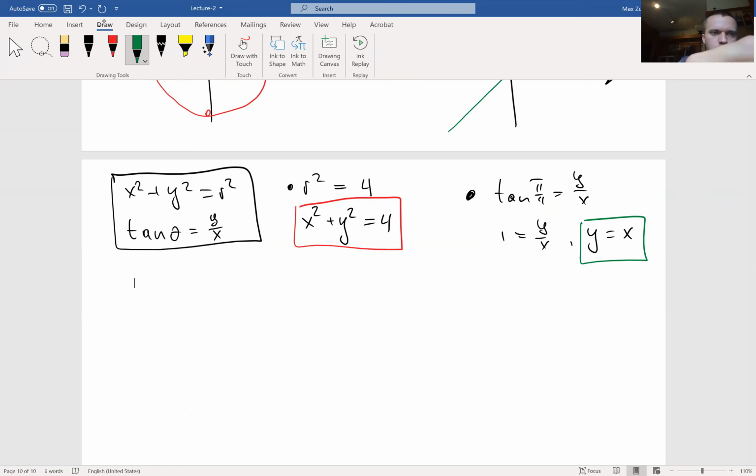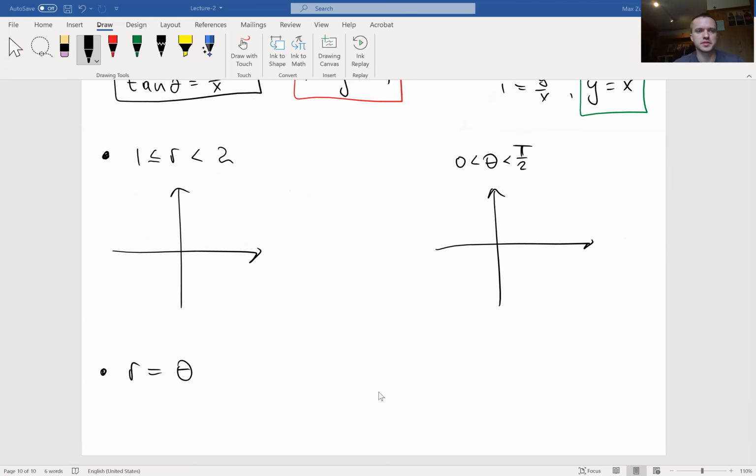Okay, so the next example is the following. Sketch please these regions in Cartesian coordinates. So first one I want r between 1 and 2. And the second one, theta is between 0 and pi over 2.